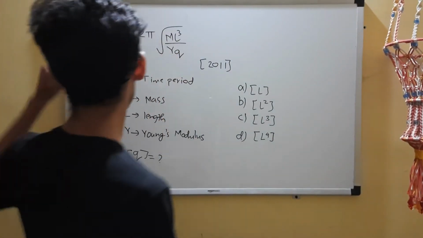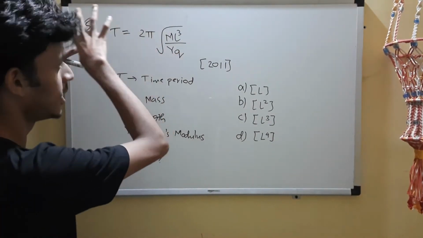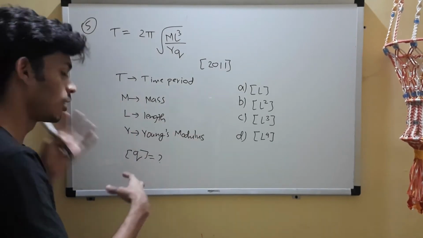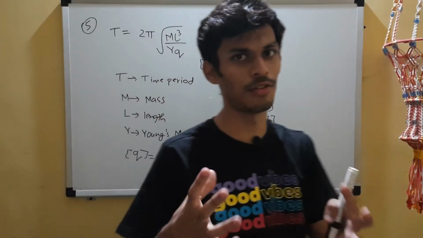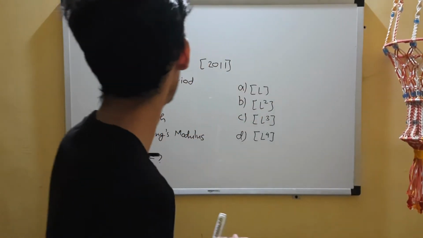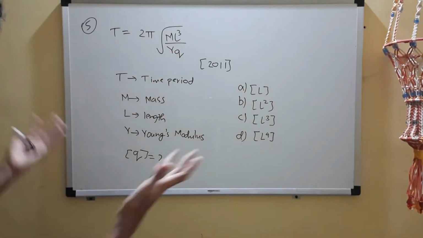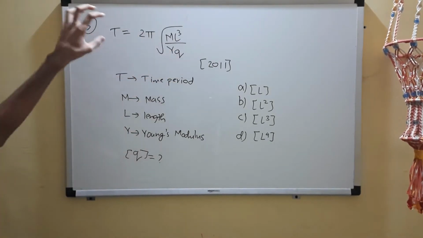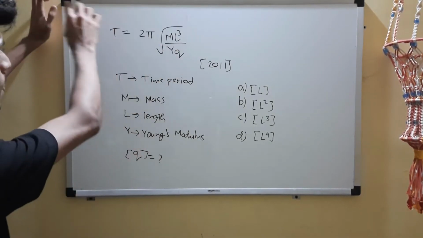Okay, so here it is also a straightforward question. T is time period, M is mass, L is length, Y is Young's modulus, and Q is something which we don't know. We have to find the dimensions of Q. So that is our job. So let's just do it. First thing to do is make Q the subject, right? We want to find its dimension, so make it the subject.